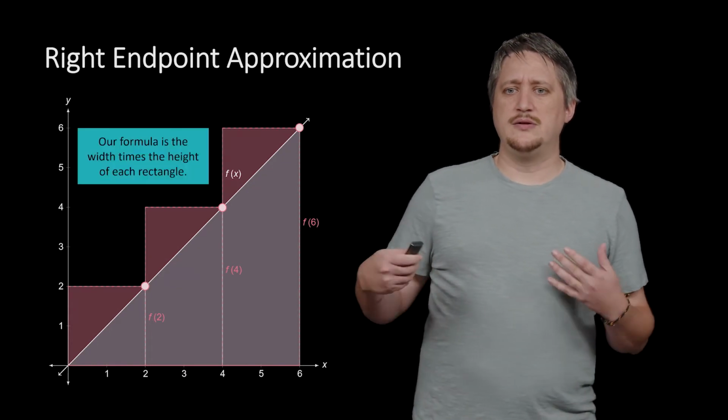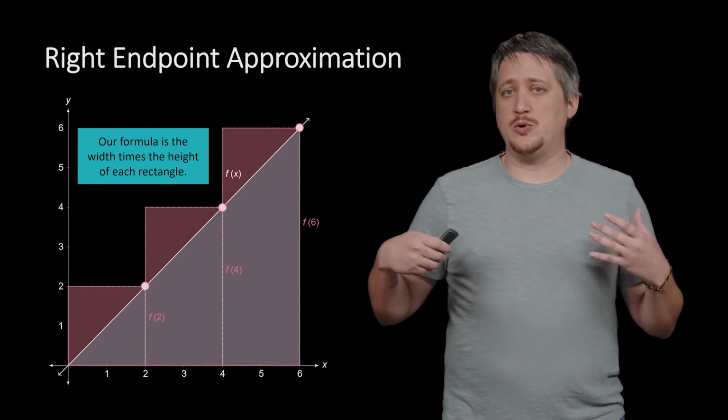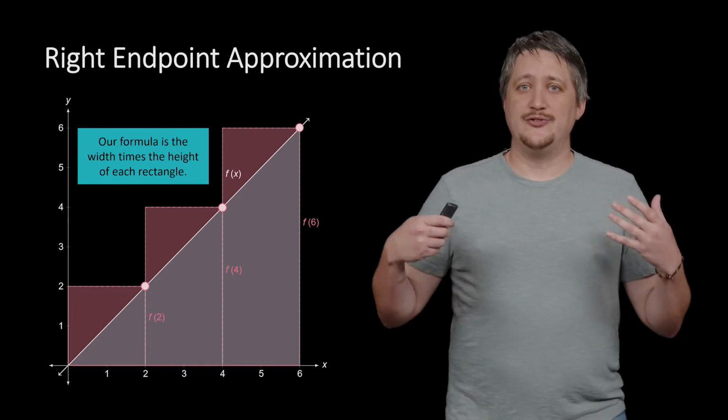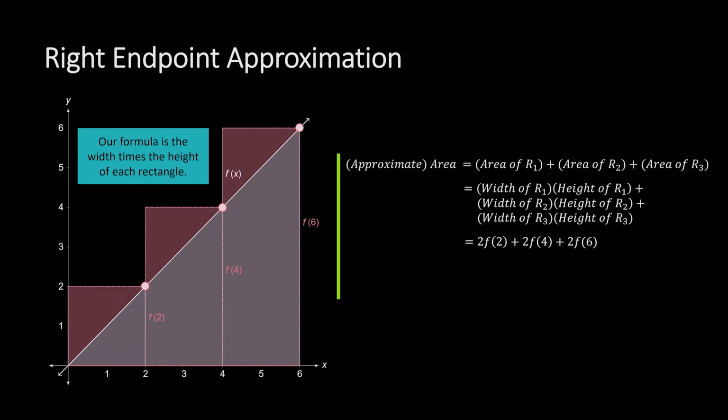So our formula, width times height of each rectangle, we want to put all these things together. Our approximate area is the area of R1 plus the area of R2 plus the area of R3, the area of these 3 rectangles. The area of a rectangle is just the width times the height. So width of R1 times height of R1, plus width of R2 times height of R2, plus width of R3 times height of R3. But now we know what these things are.